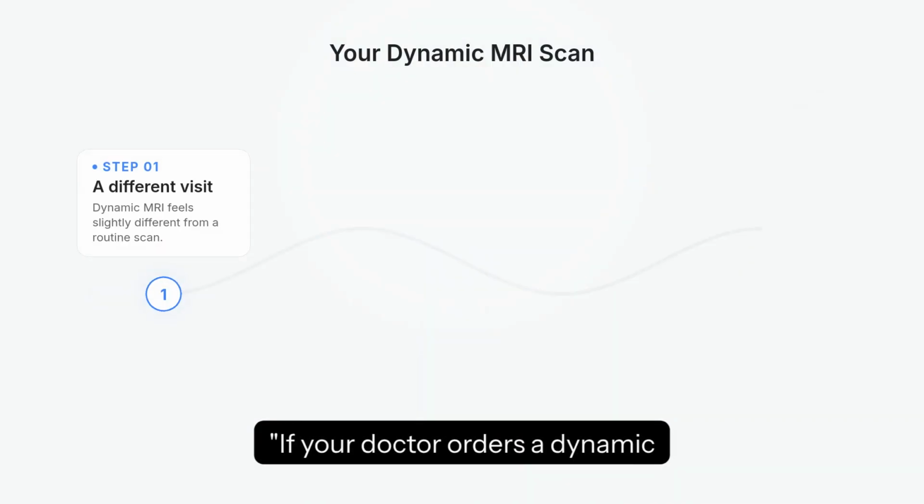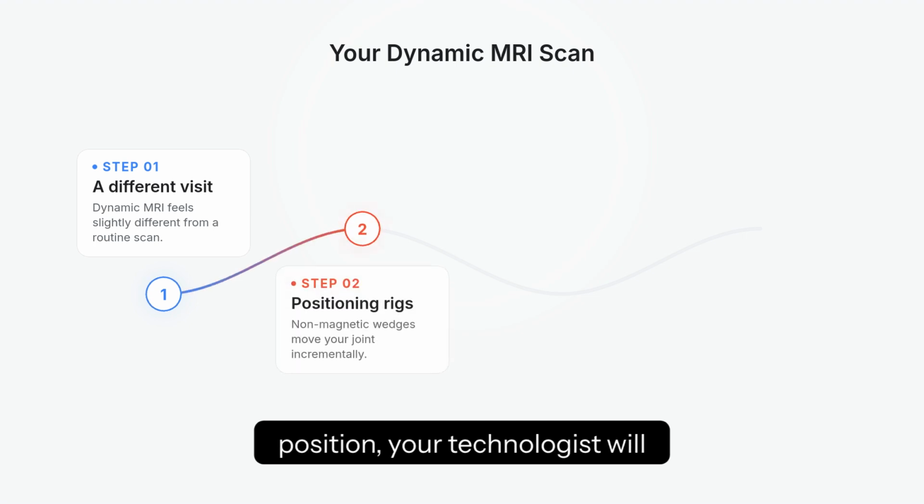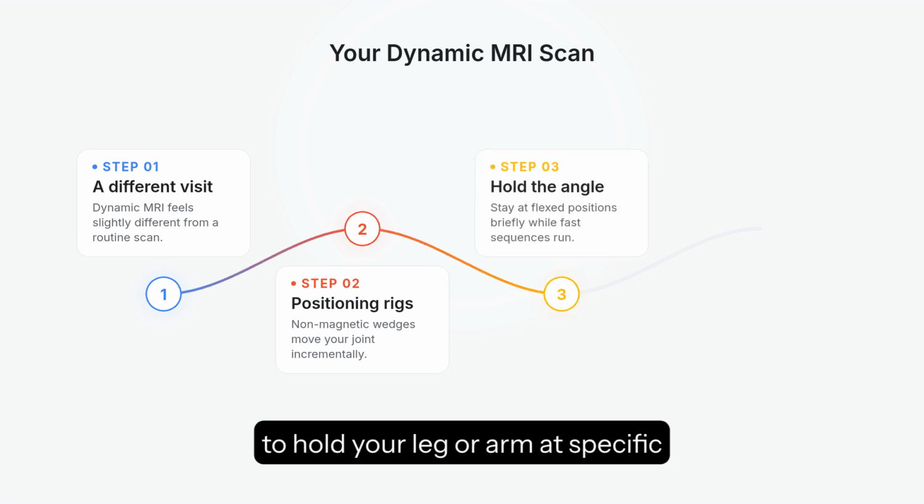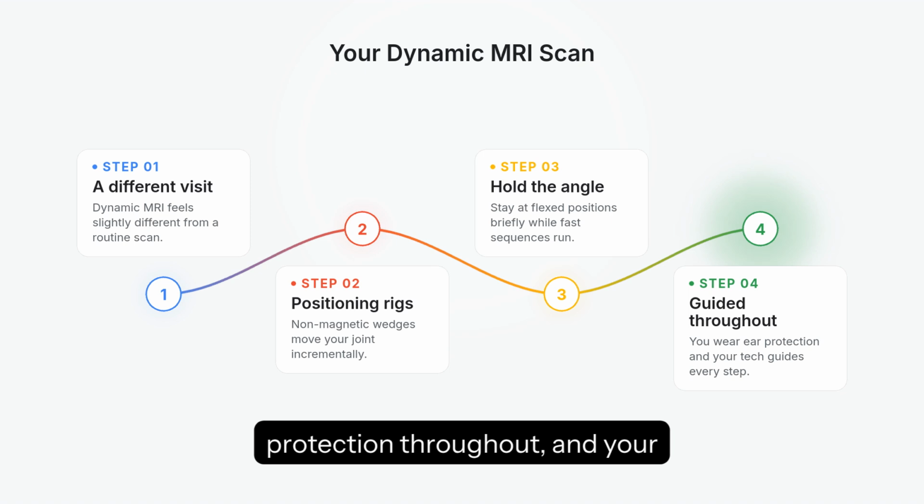If your doctor orders a dynamic or kinematic MRI, your scan experience will feel slightly different than a routine visit. Instead of remaining in one position, your technologist will use specialized non-magnetic positioning rigs or positioning wedges to move your joint incrementally. You may be asked to hold your leg or arm at specific flexed angles for a few seconds at a time while fast imaging sequences run. You will wear ear protection throughout, and your technologist guides you through every single step.